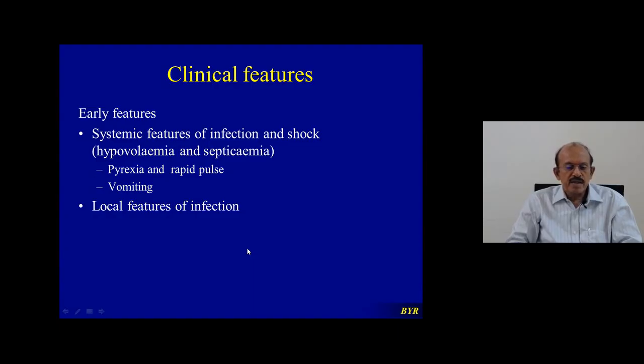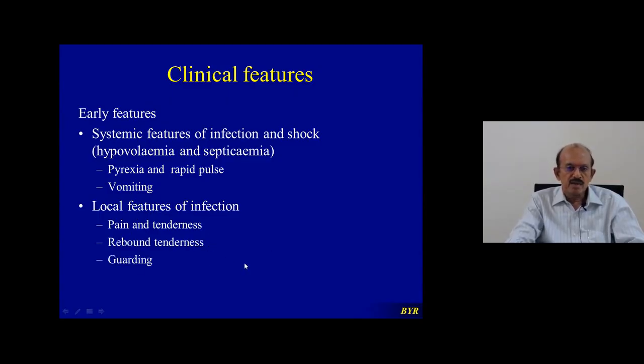Yes, the two important signs being the guarding and tenderness. And in the tenderness, rebound tenderness is more specific for peritonitis. If the guarding, tenderness and rebound tenderness are present only in one quadrant of the abdomen, that means it is localized peritonitis. If these features are generalized over all the quadrants, then we call it generalized peritonitis. So local features of infection being pain and tenderness, rebound tenderness, guarding.